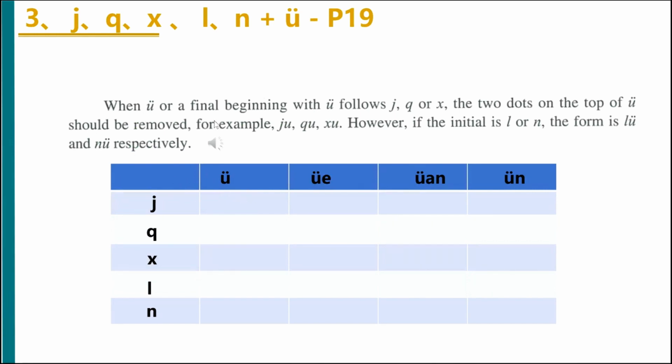When ü is a final beginning with ü, which means ü, üe, üan, ün are the finals beginning with ü, and they follow j, q, x, the two dots on the top of ü should be removed, like this.